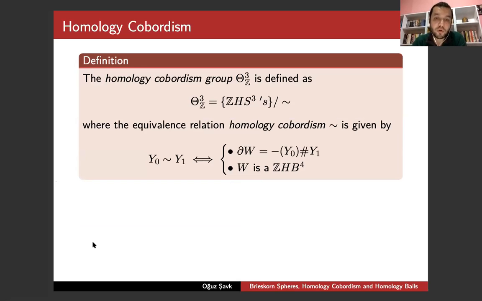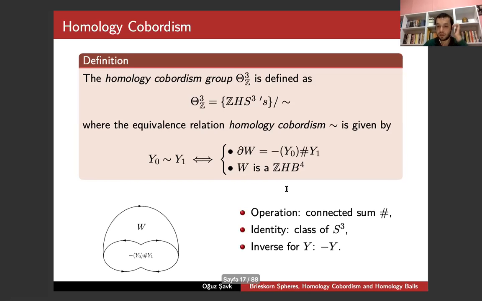The other concept is homology cobordism. We can form a group structure on the set of integral homology spheres by modding out two of them if they cobound an integral homology cobordism. So we are talking about a group structure. Its operation is induced by connected sum of manifolds. Here the identity of the group is the homology cobordism class of the three-dimensional sphere, and we can find inverse elements by taking the orientation reversal.